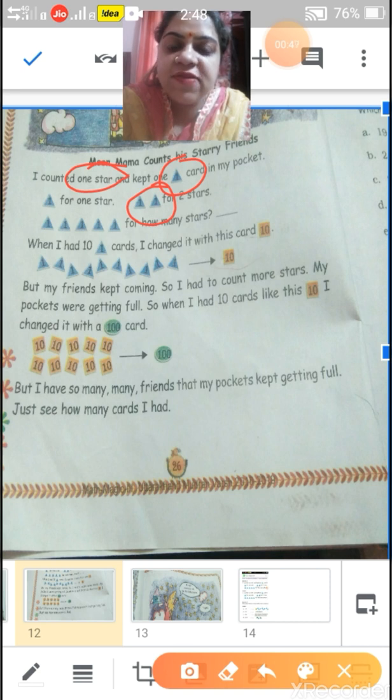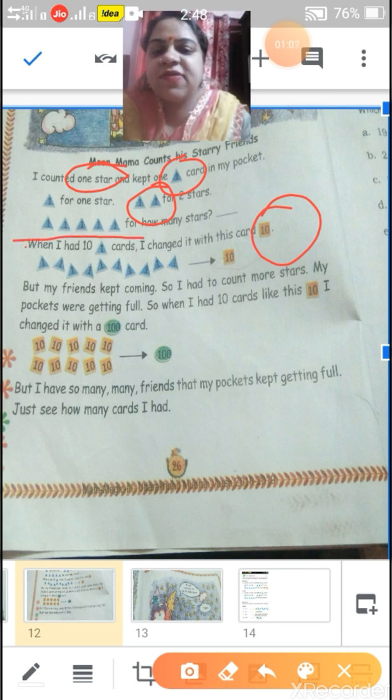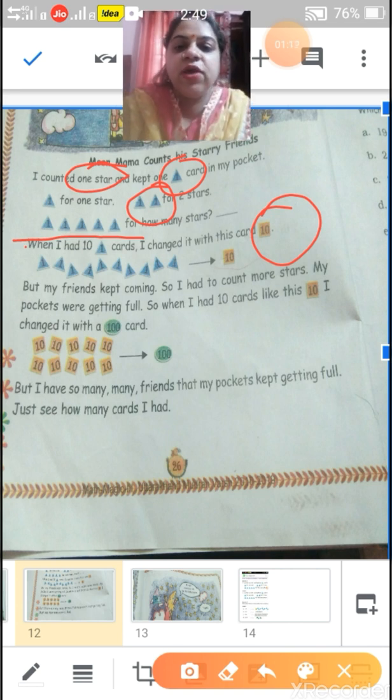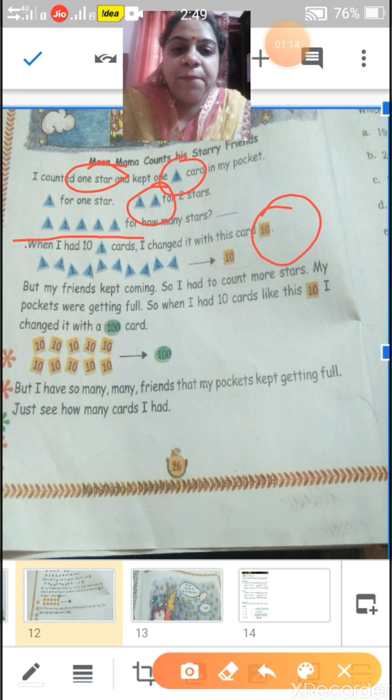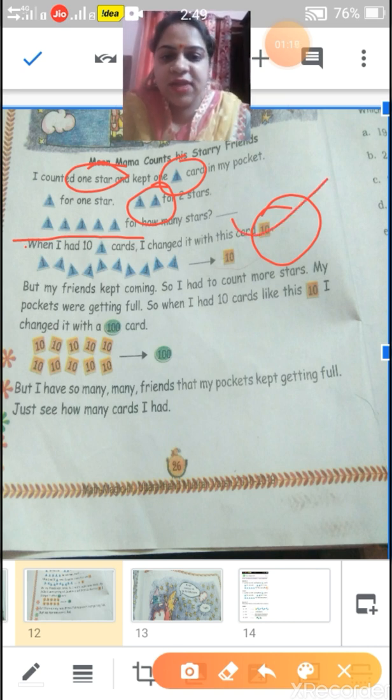For how many stars? When I had done 10. For 10 how will he do? I changed it with this card. For 10 he did this. For 1, 2 up to 5 he did counting like this. Okay children. For 1, 2 up to 9 he will do like this. But when he goes to 10, he did like this.